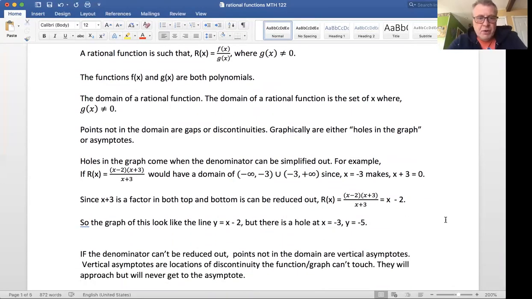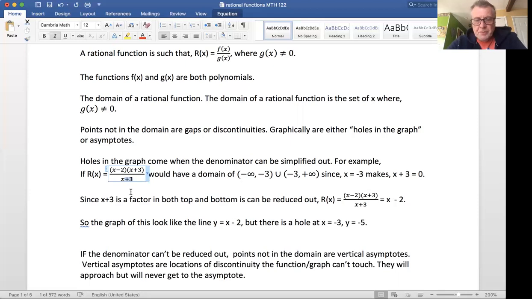Well, we take a rational function, and if we can factor the top and bottom and divide out any places that would make the denominator 0, that means that there would be a hole in the graph. So for example, I have a rational function here of the quantity x minus 2 times the quantity x plus 3 over x plus 3. Now the numerator is already factored. We really can't factor the denominator. It's x plus 3.